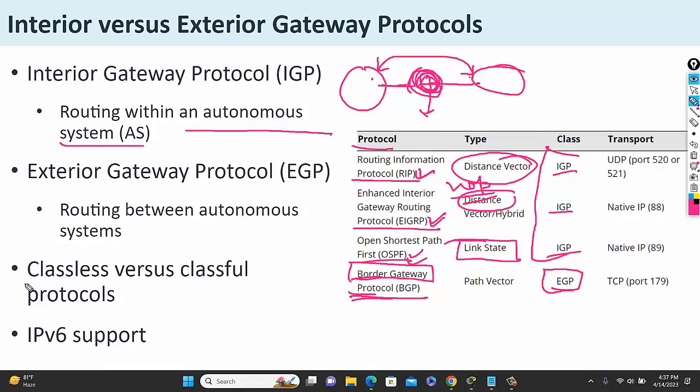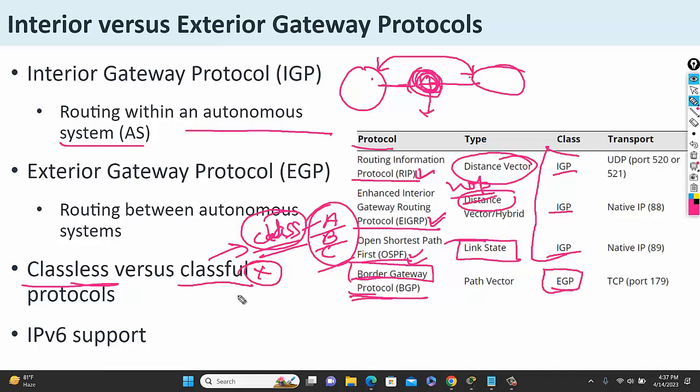Some protocols are classless, and some are classful. A classful protocol is a legacy protocol, meaning an old protocol. They work over the class. What is the class? Class A, class B, class C of the IP address. So they work over the class. But when we talk about subnetting and supernetting, this type of protocol fails, because subnetting and supernetting work based on the network ID or the prefix or the subnet mask.